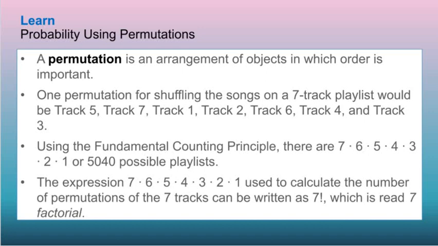That's one specific order. Using the fundamental counting principle, there are 7 times 6 times 5 times 4 times 3 times 2 times 1, or 5,040 possible playlists. The expression 7 times 6 times 5 times 4 times 3 times 2 times 1, used to calculate the number of permutations of the 7 tracks, can be written as 7 with an exclamation point, which is read as 7 factorial.